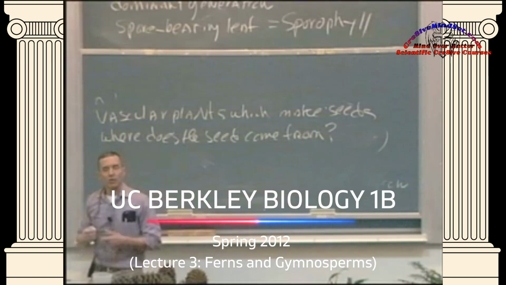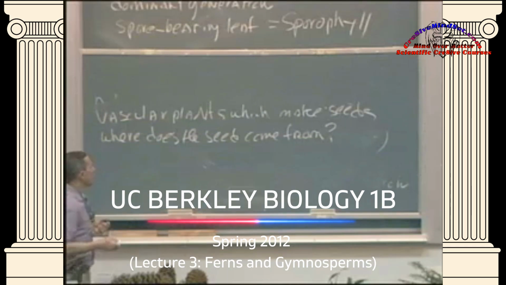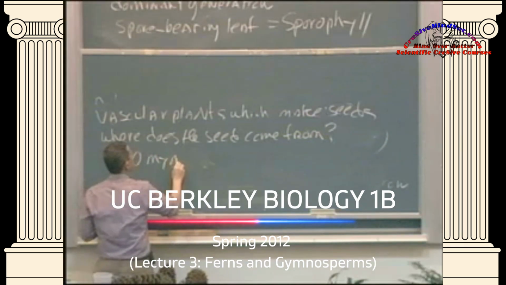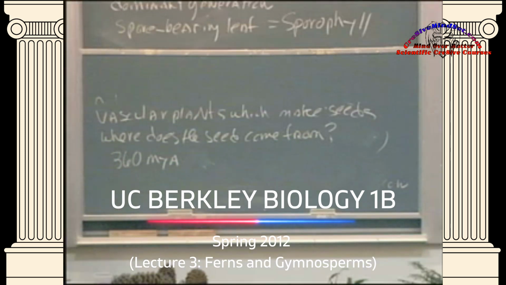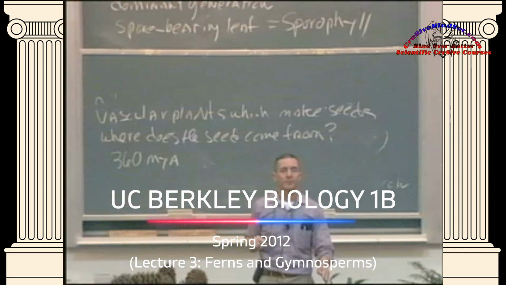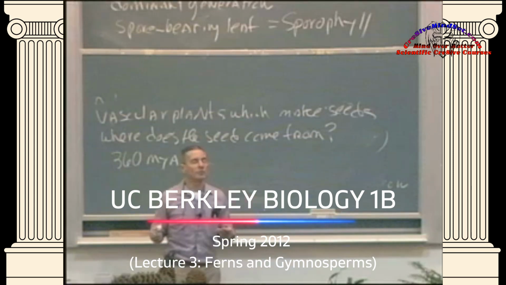Plants with seeds, or seeds, we think evolved about 360 million years ago, when the first seed-bearing plants evolved. So they coexisted with the ferns, with the plants that were vascular but didn't make seeds. Now, they probably coexisted, we think, for maybe upwards of almost 100 million years.